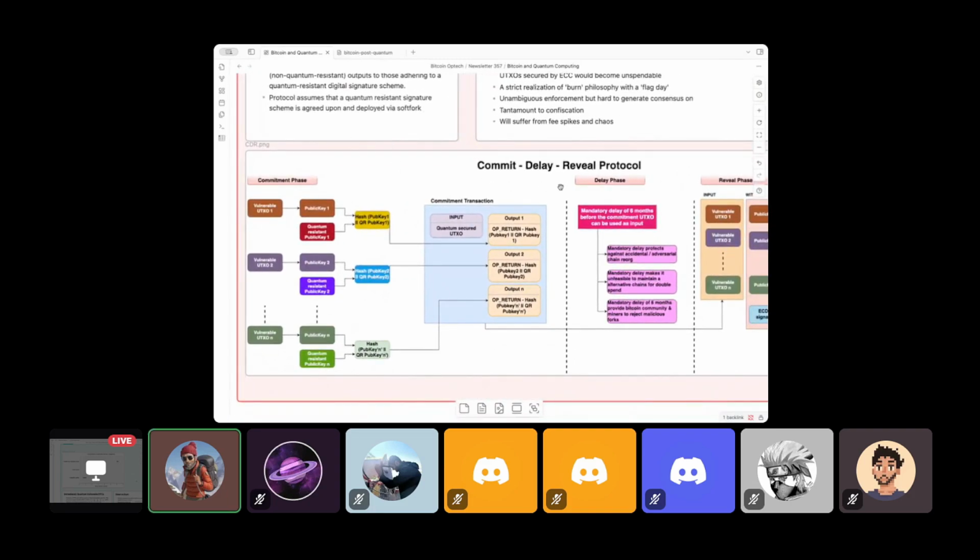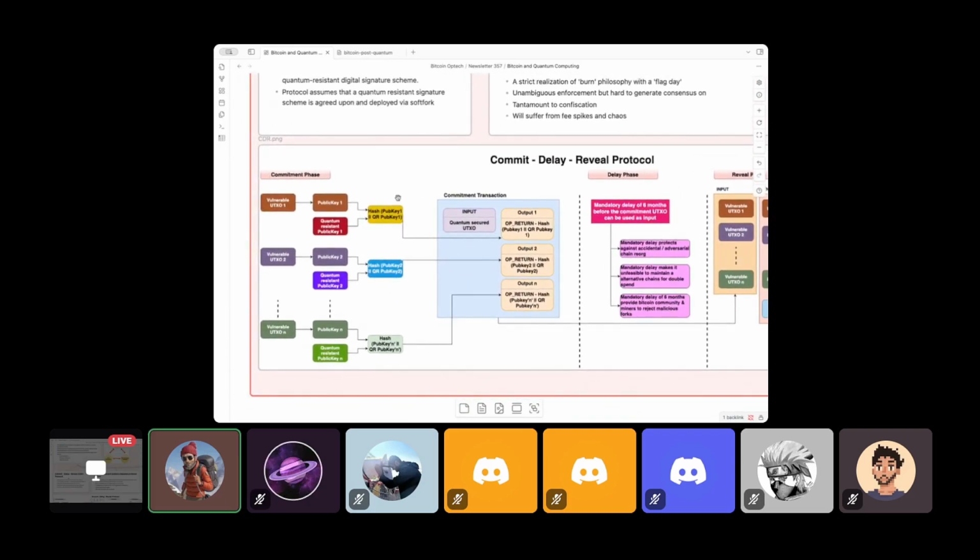The commit reveal protocol is the most complex among these. You basically have three phases: a commitment phase, then a delay phase, and then a reveal phase. In the commitment phase, you pick your UTXOs that are vulnerable to quantum attacks. You will have a public key that you use to sign for this UTXO, so you take that public key. You also have to come up with a quantum resistant public key separately.